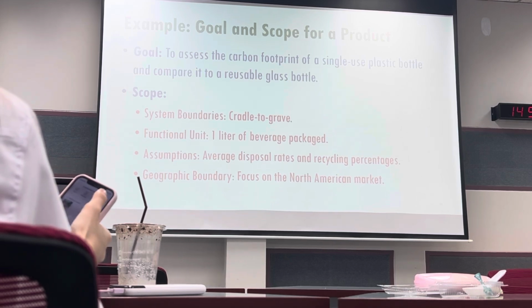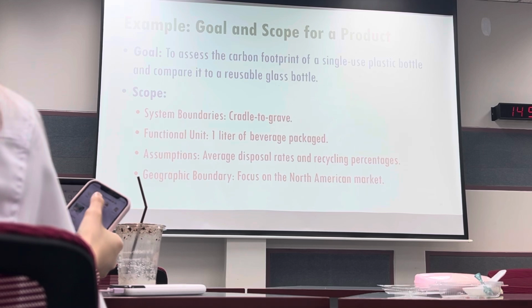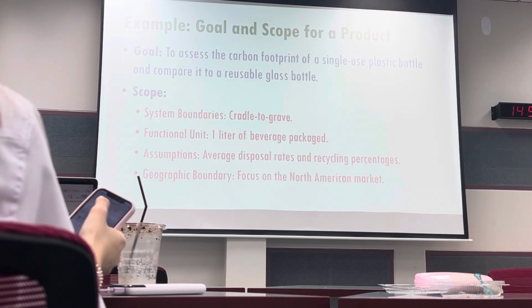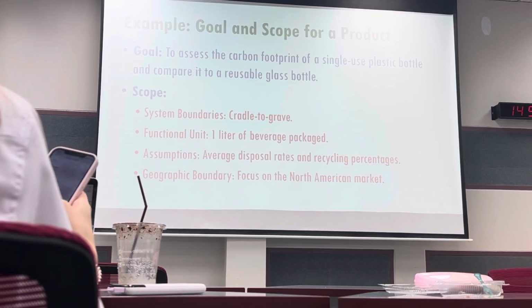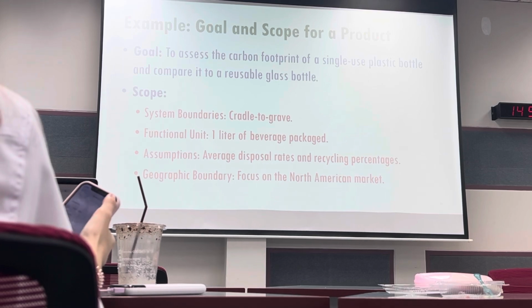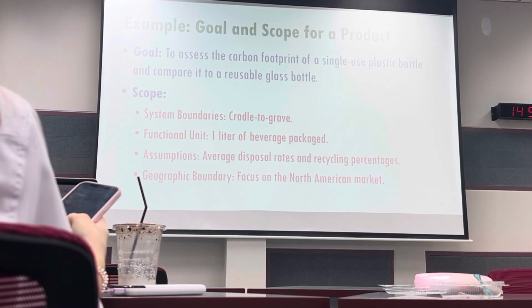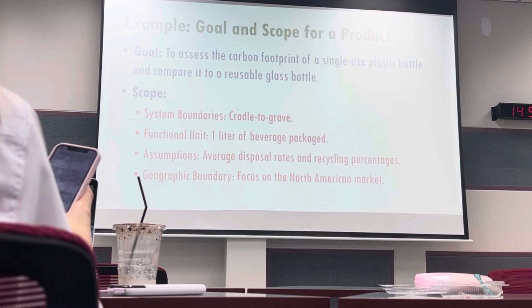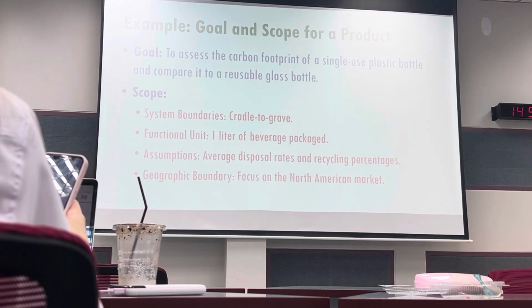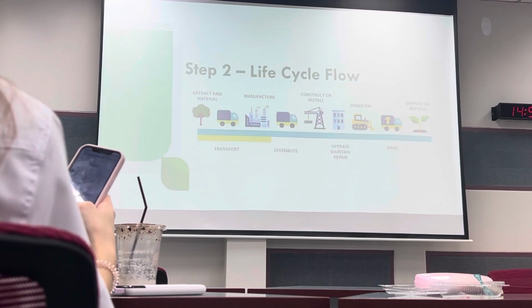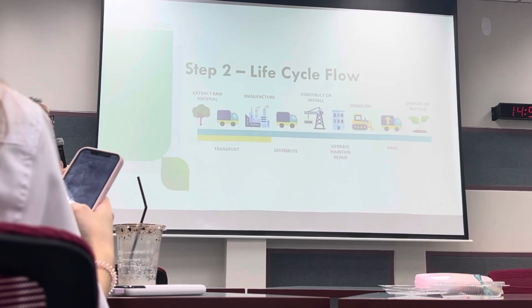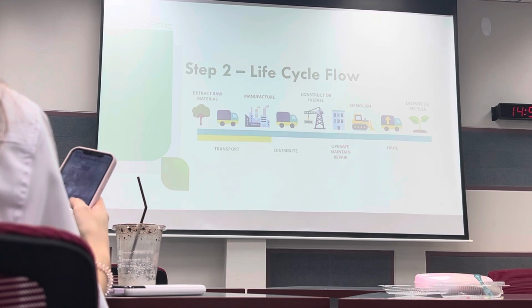And then how much waste we throw away, and the distribution of each waste. We can obtain this number. And the boundary focuses on the North American market. But we usually focus on Thailand, right? So the next step is to create the life cycle flow.